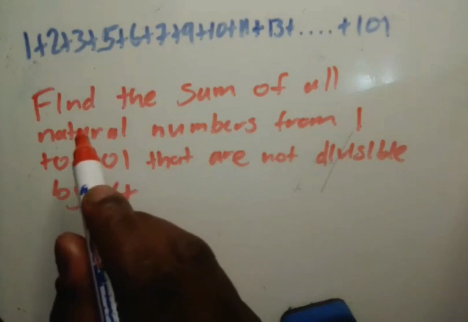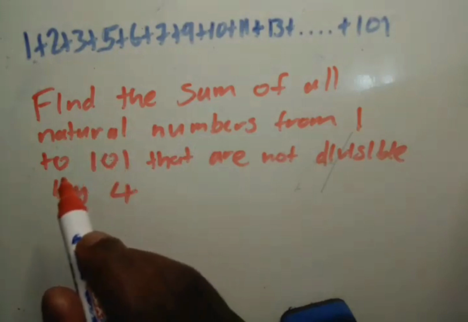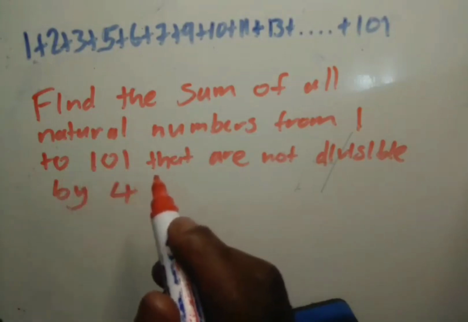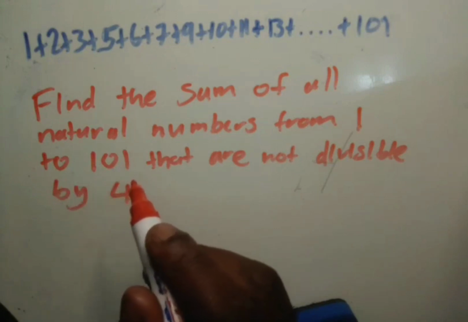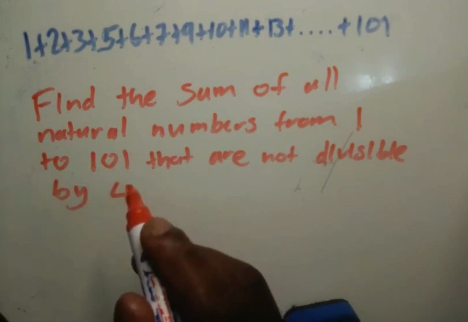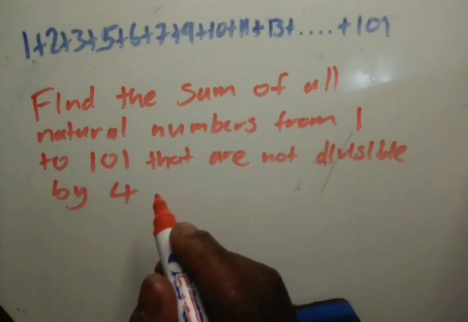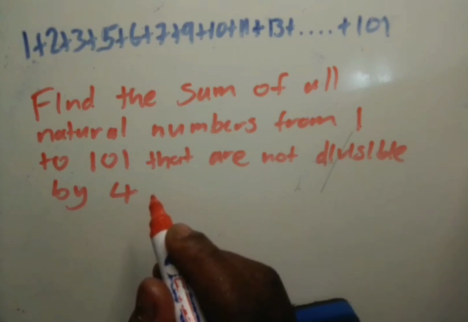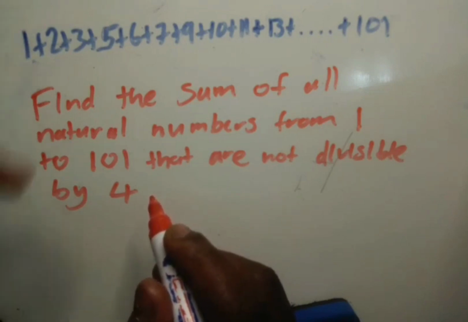So this one says find the sum of all natural numbers from 1 until 101 that are not divisible by 4. So it means we've got natural numbers from 1 until 101, but then the multiples of 4 are being removed because it says not divisible by 4. So whenever they say not divisible by something, you just exclude the multiple of that, right? So it says find the sum of all natural numbers from 1 until 101 that are not divisible by 4. It's the same type of question.